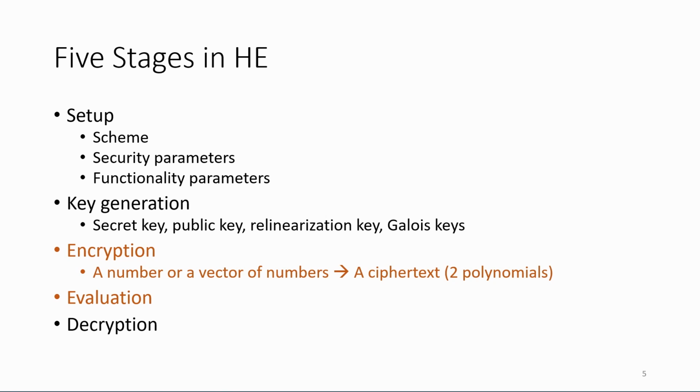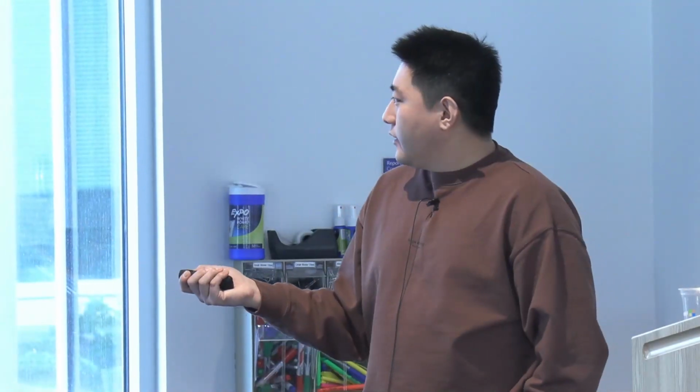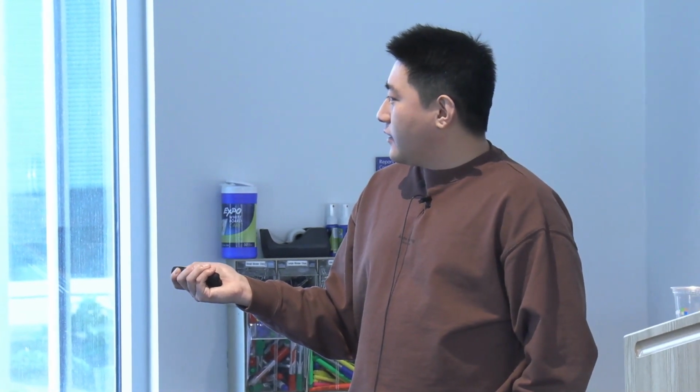And then the next step is to encrypt your data. So here, in a high-level view, we encrypt the vector of numbers. I'll go into more detail about what the numbers look like, but it's just a vector of numbers, many of them, and it becomes a ciphertext, which is 2 polynomials. I'll get into that right after this slide.